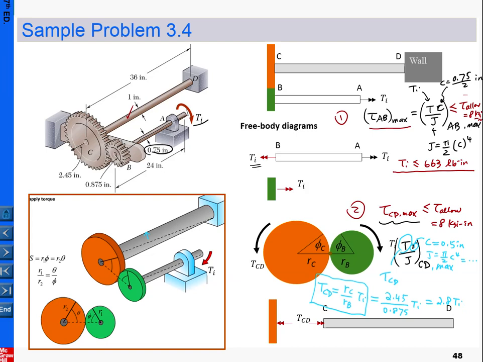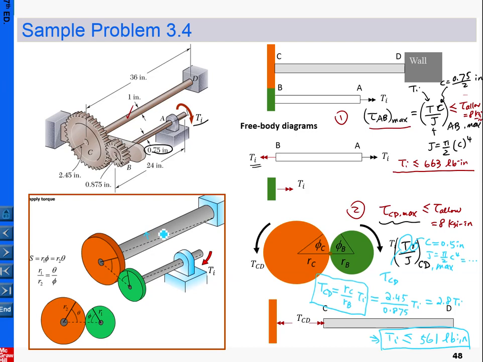So again, to put everything calculated, then TCD equal to this. After the calculation, you should be able to find the TI. By satisfying this requirement, TI must be less than or equal to 561 pound inch. Okay, so right now we have two numbers. This number will satisfy the design requirement.